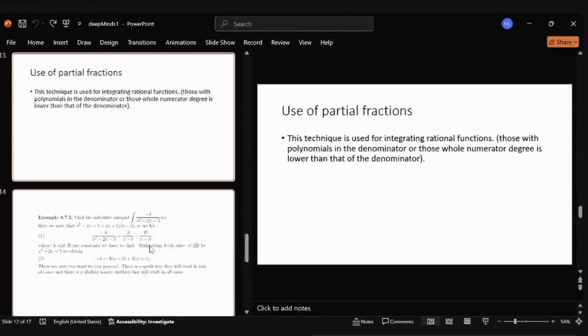Then the next technique is the use of partial fractions. Partial fractions, we apply when integrating rational functions, where the numerator degree is less than the denominator degree. For example, we say x over x squared plus 1. There the denominator degree is greater than the numerator degree, so we can apply partial fractions.